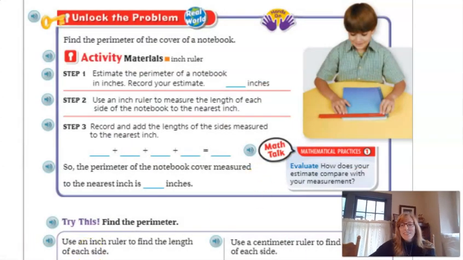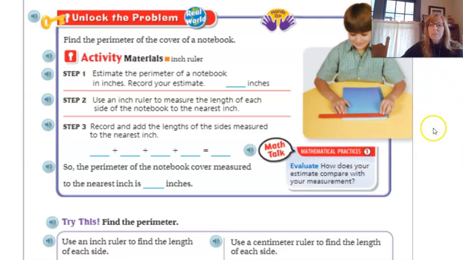We are on Area and Perimeter, Chapter 11, and we're going to be on Lesson 11.2. If you would please open up to page 631. All right, so let's get started.